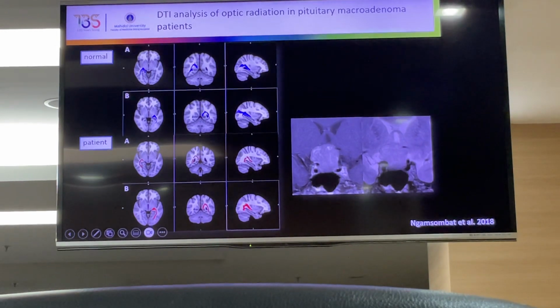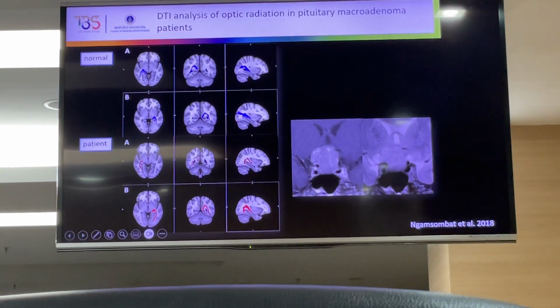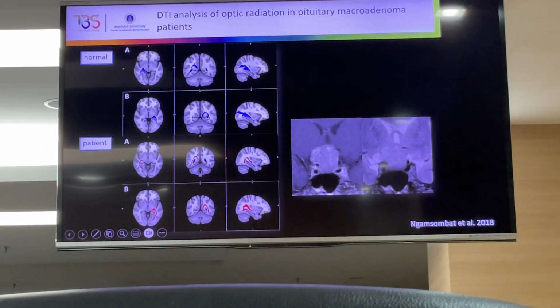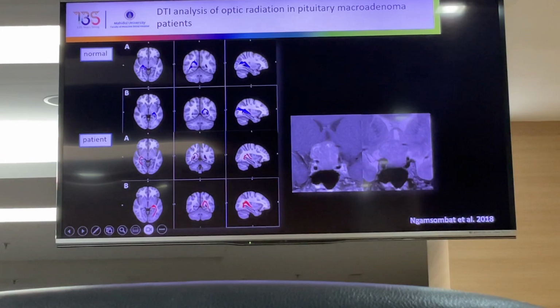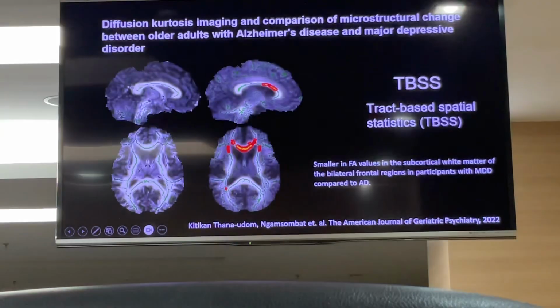So we cannot analyze the optic chiasm directly. We just analyze the white matter fiber. It correlates very well with the degree of the patient's deficit and also the results of the surgery at that time.